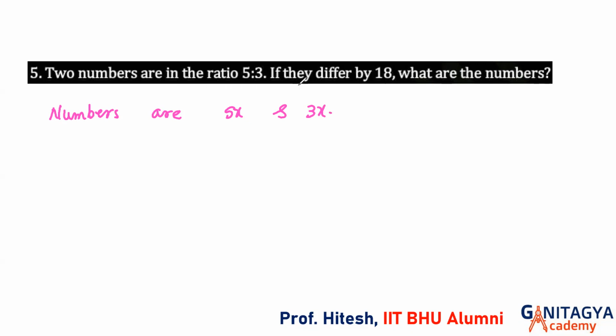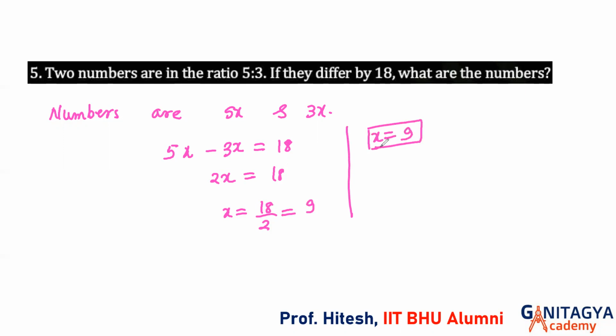Now they differ by 18. It means 5x is bigger than 3x, so 5x minus 3x is 18. What does it mean? It means 2x is equal to 18. Hence x is equal to 18 by 2, which is 9. So x is equal to 9. So the numbers will be 5 into 9, that is 45, and 3 into 9, that is 27. So the difference is definitely 18. Please write it down. Let me know when done.